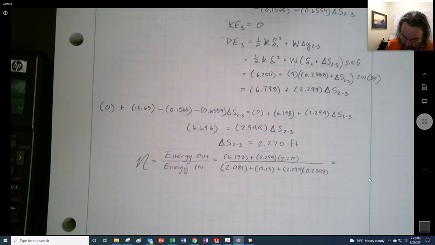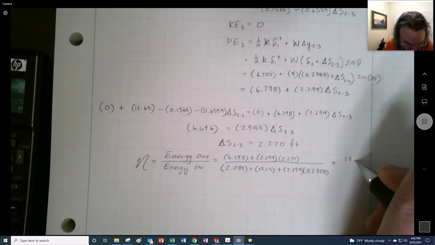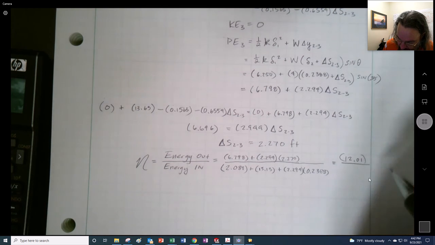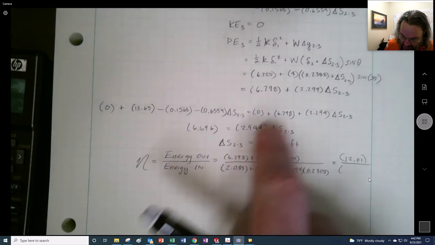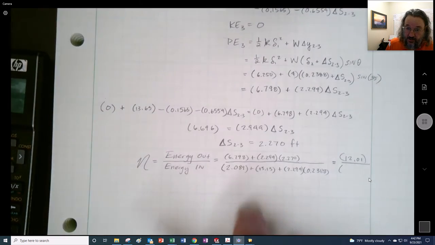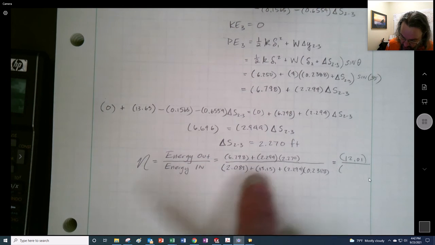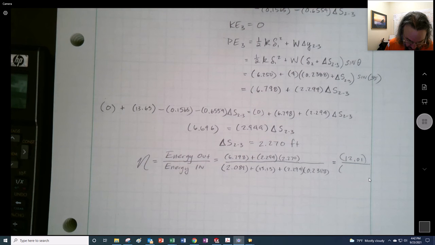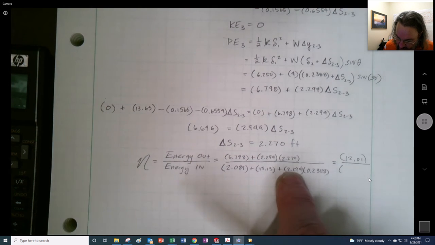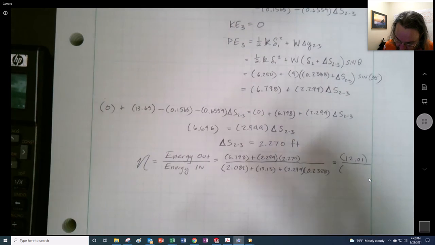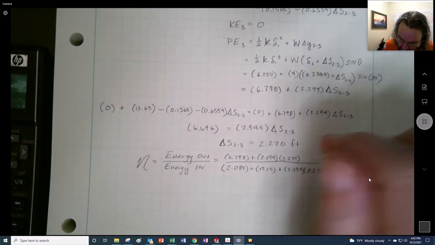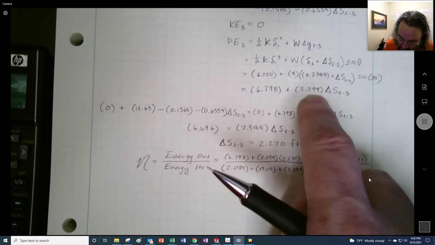6.798 and 2.294 times 2.270. Add them together. I get like 12.01 foot-pounds. That's how much it ends up with at the very end, because there's no kinetic energy. But starting out, we had 2.089, 13.13, and then the 2.2, is that a 94 or 49? No, 2.294.